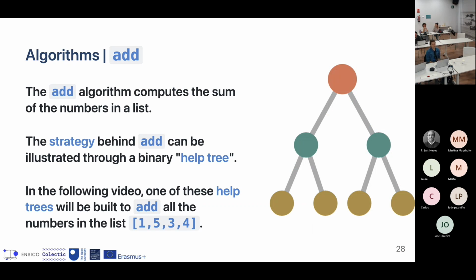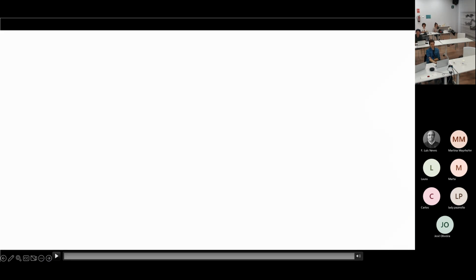I'm going to show you a video that illustrates the strategy the computer uses to compute the sum of a list of numbers. It can be illustrated through a binary tree that will help us.